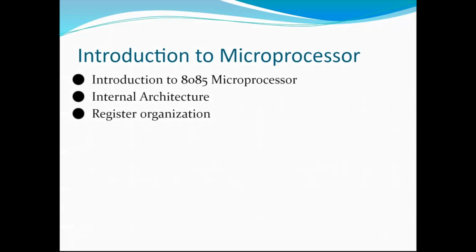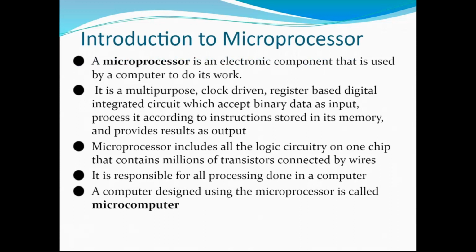In this session, I would like to introduce the Intel 8085 microprocessor and its internal architecture and register organization. A microprocessor is an electronic component that is used by a computer to do its work. It's a multi-purpose, clock-driven, register-based digital integrated circuit which accepts binary data as input, processes it according to the instructions stored in its memory, and provides results as output.